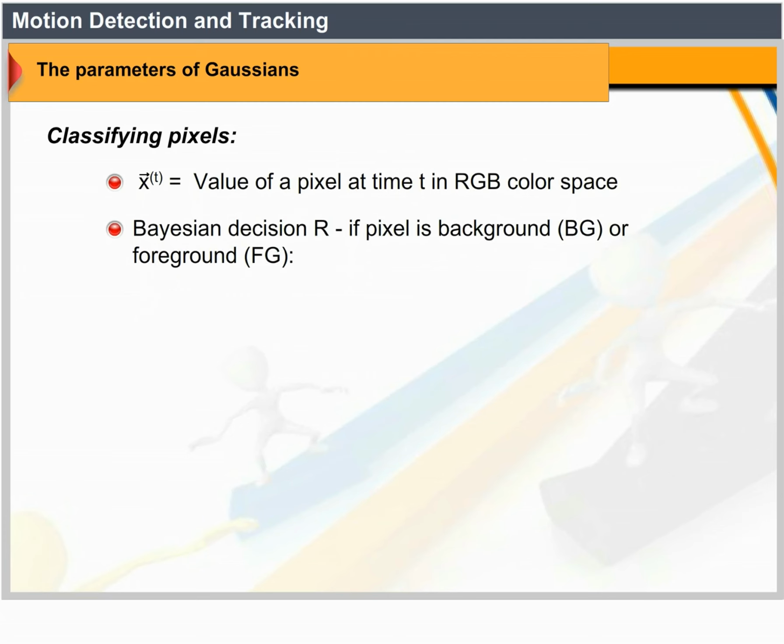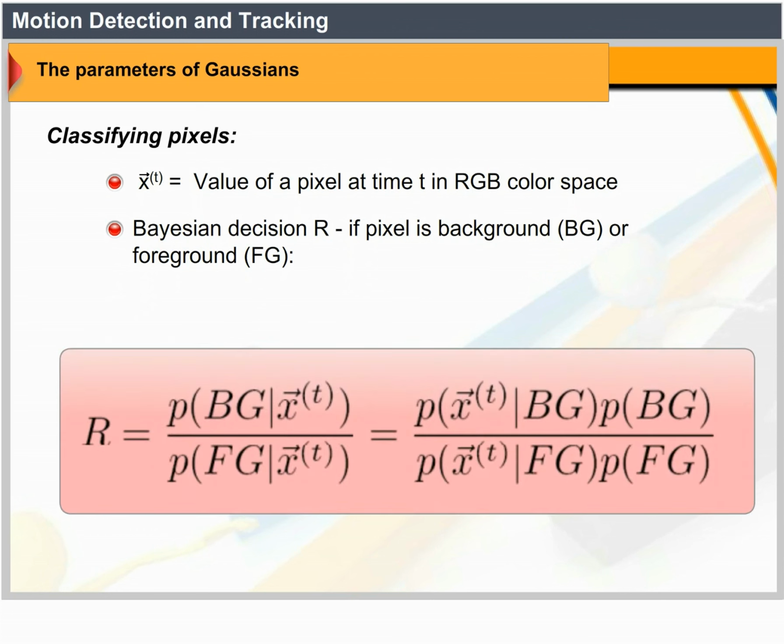Bayesian decision R: if a pixel is background or foreground. R equals probability of background given x vector power t over probability of foreground given x vector power t, equal to probability of x vector power t given background times probability of background, over probability of x vector power t given foreground times probability of foreground.